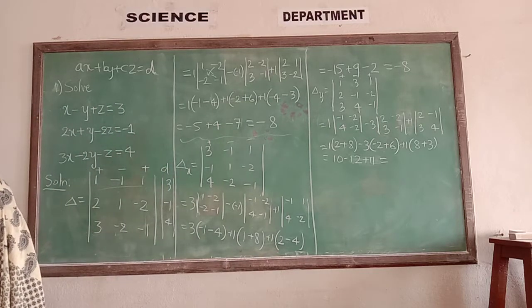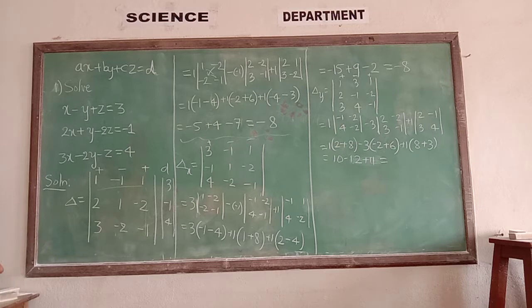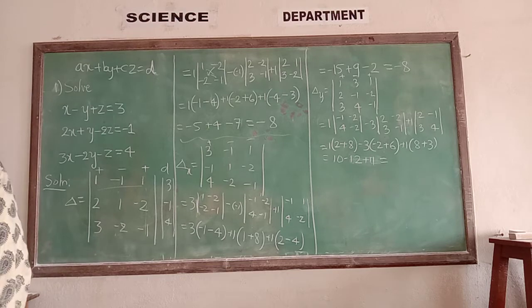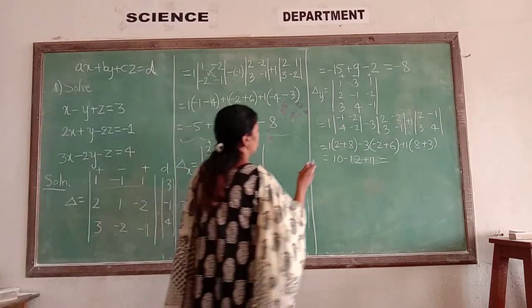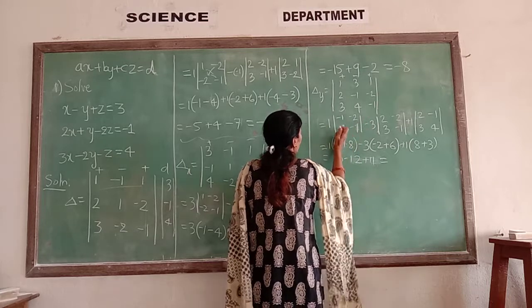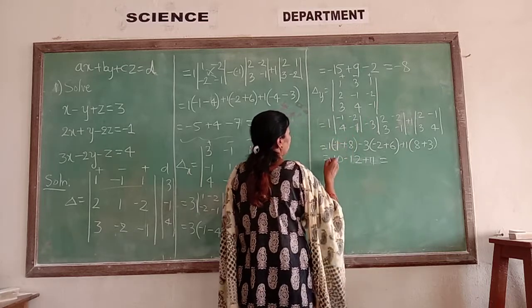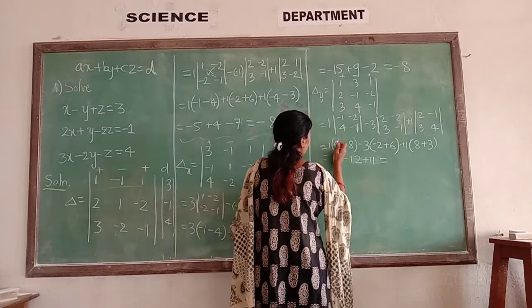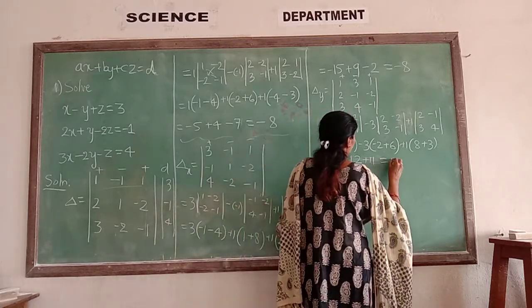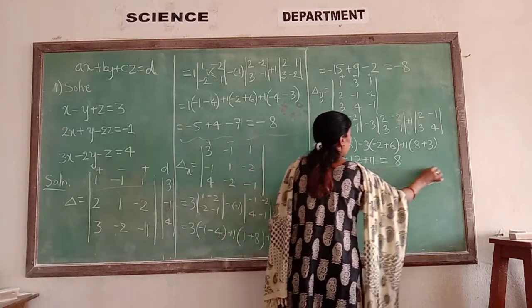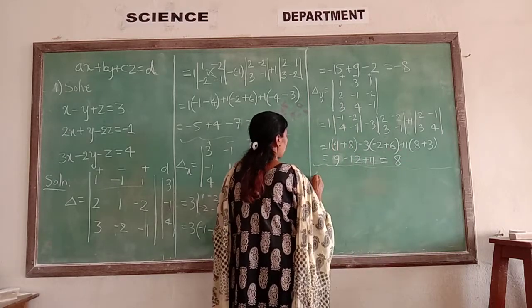Minus 8 delta y. That's the line. It should be minus 1. So it is 1 minus 1. So it is plus 1. It will become 9. So the answer is 8. 8 is the answer. So further we have to find delta x, delta z.